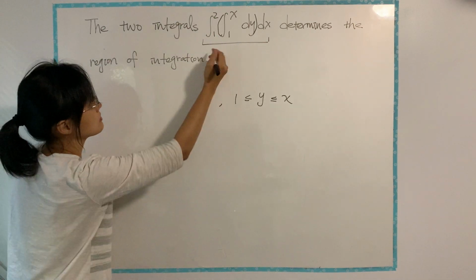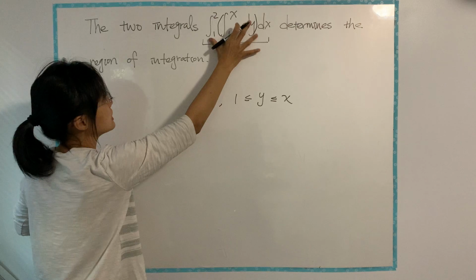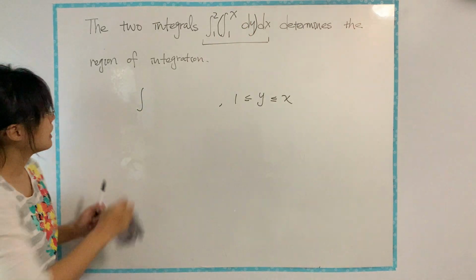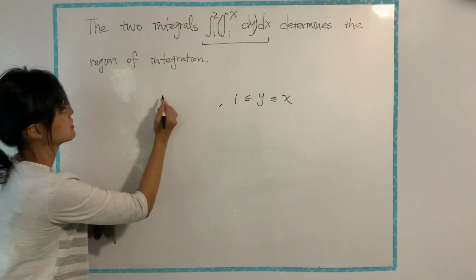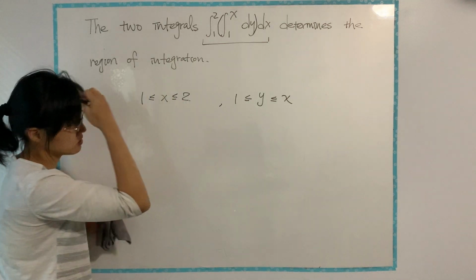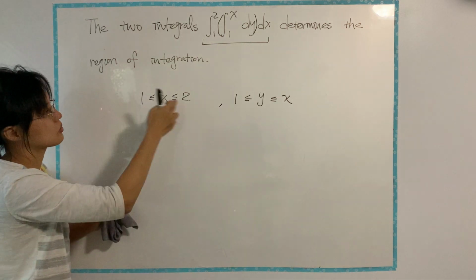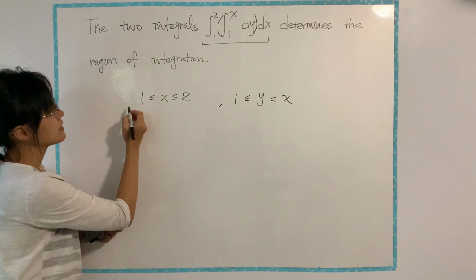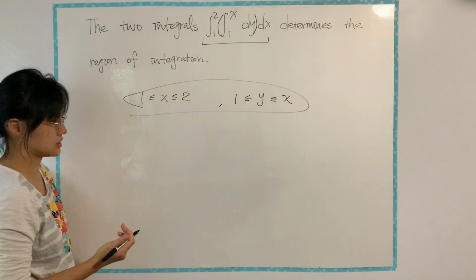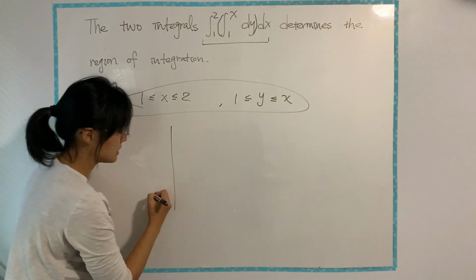Okay. Similarly, for the outer integral, we have x bounded between 1 and 2. Okay, lower limit is 1, upper limit is 2. These two together determine a region. Okay, let me show you.